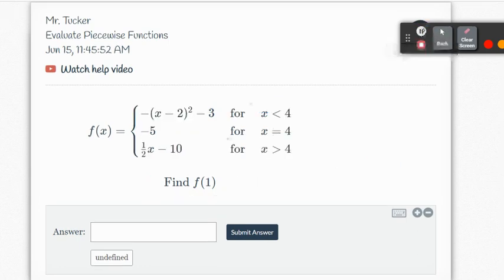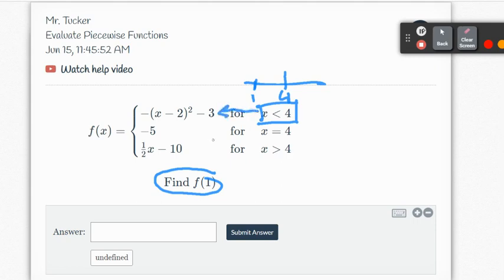All right, so we've got 3 rules again. This time, the 1 is not showing up as an endpoint in here, so we have to do a little more thinking. It's all about 4 here. So 4 is the hinge, and we are less than 4 because we're evaluating at 1. So we want to pick the option that says less than 4, which is this top rule. The top rule is a quadratic. So to find f of 1, I plug it into that quadratic: negative, parentheses, put a 1 for the x, minus 2, squared, minus 3.